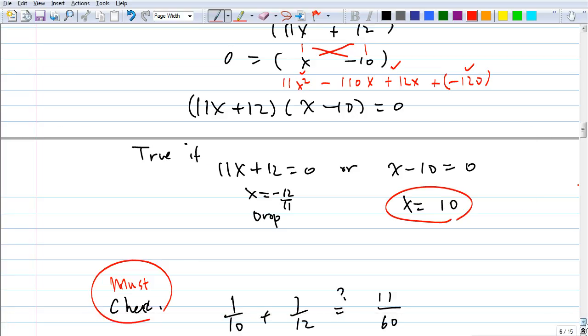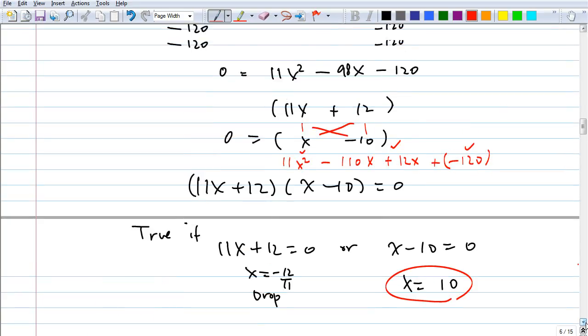By the way, how come I dropped this negative 12 over 11? I haven't even checked, but I dropped it. Why? I'm going to check x equals 10. Why do I not even bother to check when x equals negative 12 over 11? Yes, William? Because x equals 10 is easier? No, it's not because it's easier to plug in. It's because it's not even, and not an integer. Remember, what was our x? x has to be an even integer. Is negative 12 over 11 an even integer? No. So you don't even have to plug it in and check.